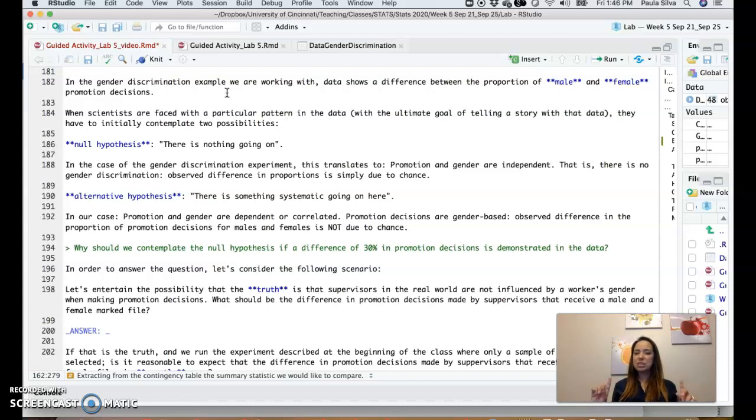Let's end here with this thought. If the truth is that there is no gender bias, what should be the difference between these decisions instead of 30%? What should it be? Think about this and we'll come back and address that question.